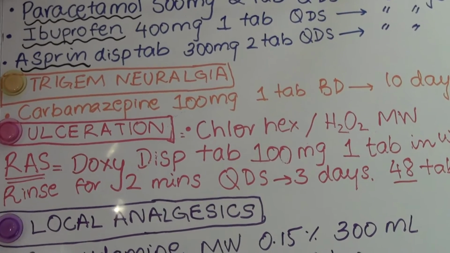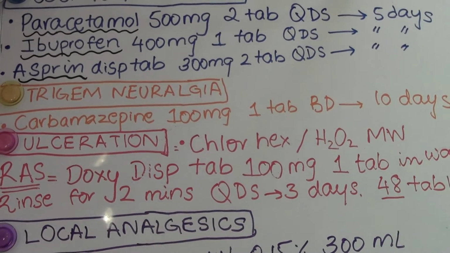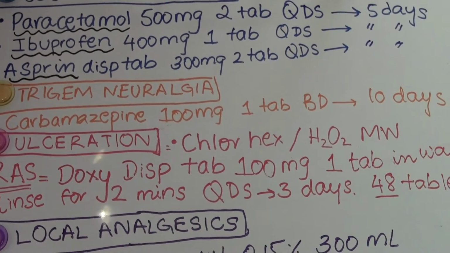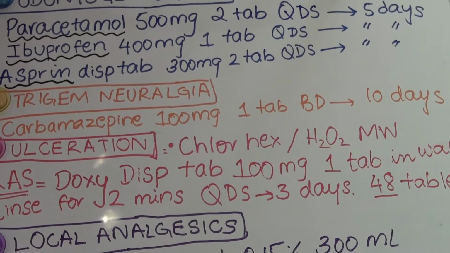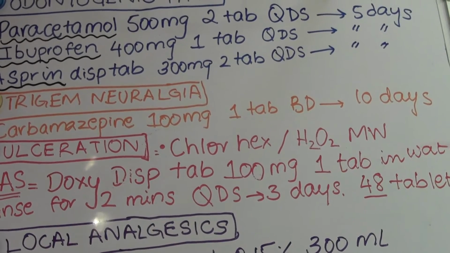Now ulceration. If it's just general ulceration that's happened once, if there's one ulcer, we can just give the patient a mouthwash. Now this can be, as I mentioned earlier, the chlorhexidine mouthwash, which was 0.2%, or the hydrogen peroxide mouthwash, which was 6%.